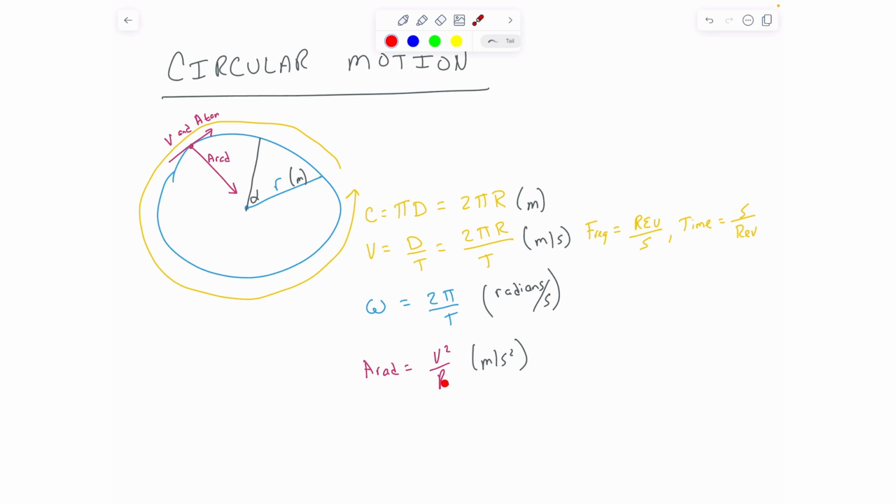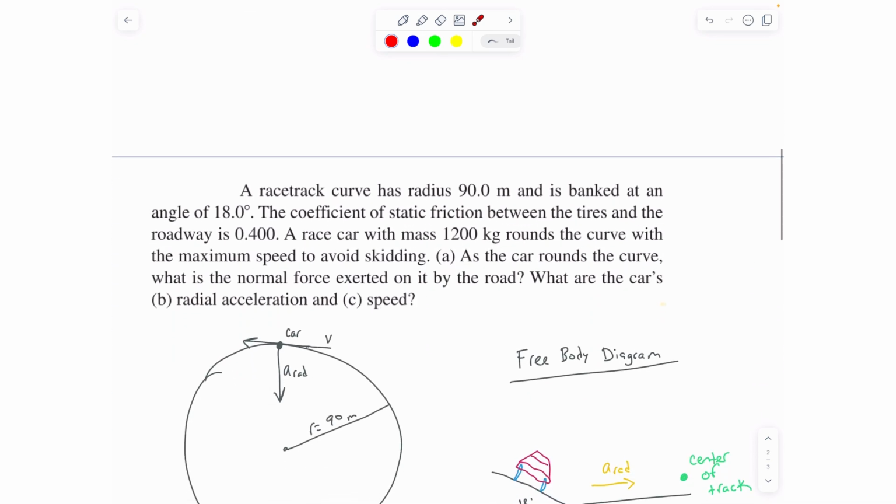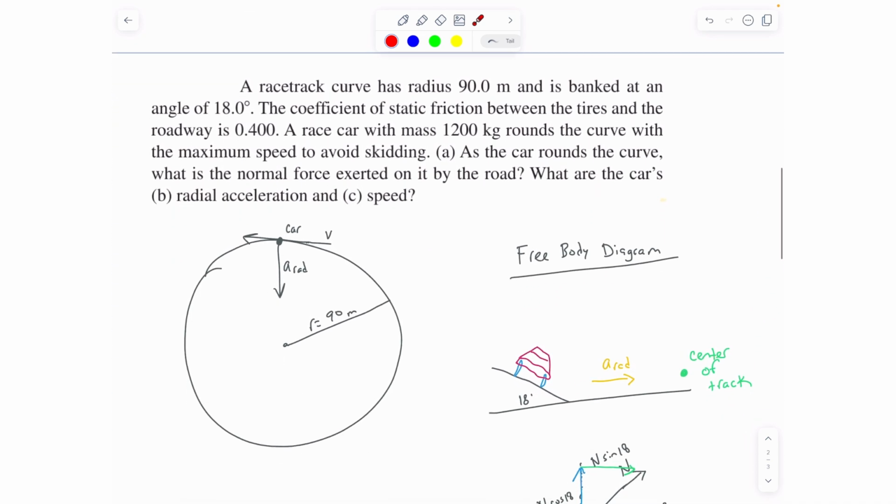Now what I want to do is go into a specific problem, and then we'll solve it, and hopefully this makes a little bit more sense. Okay, we have a racetrack curve, and it has a radius of 90 meters, which is right here, and is banked at an angle. So there's a race car going around a racetrack, and the racetrack isn't flat; it has an angle to it, and the angle is 18 degrees. The coefficient of static friction between the tires and the roadway is 0.4. So there's a tire, obviously, and it's touching the road, and the friction between the tire and the road is 0.4.